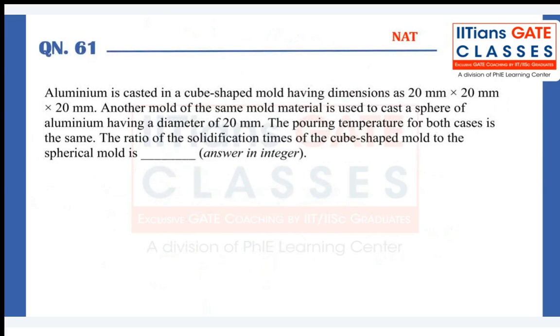Yeah, it's a casting. Another NAT question. Now aluminum is cast in a cube-shaped mold having the dimensions 20 by 20 by 20 mm. Another mold of the same material is used for casting a sphere of aluminum having a given diameter. Here the diameter of the sphere is given, and the dimensions of the cube are also given. The pouring temperature for both cases is the same.